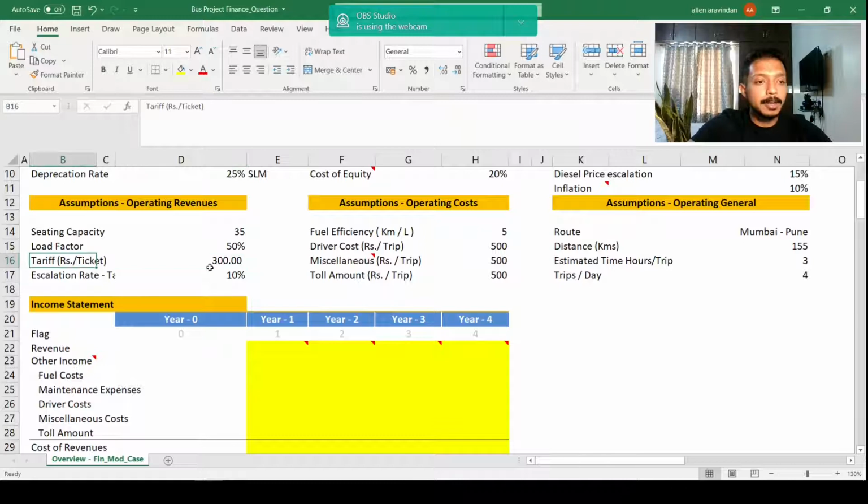We have assumed a tariff of 300 rupees. If you're watching from some other country apart from India, consider this as dollars. The escalation rate for the tariff, for the ticket, I've assumed as 10% year on year.